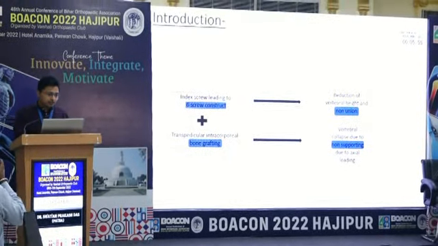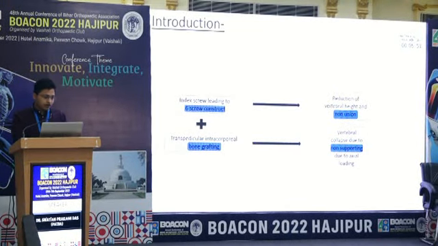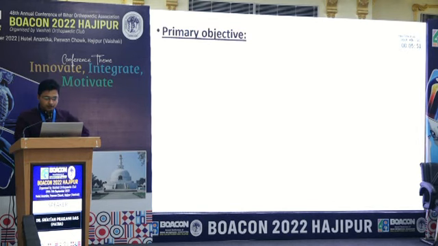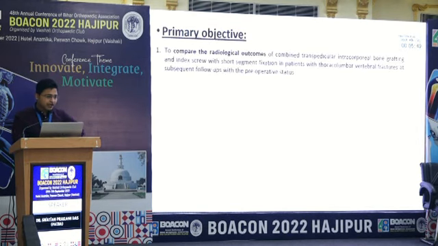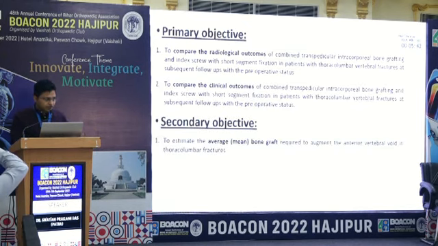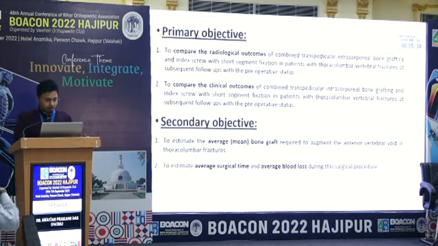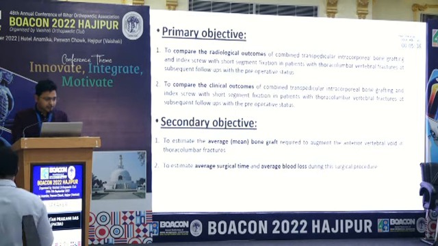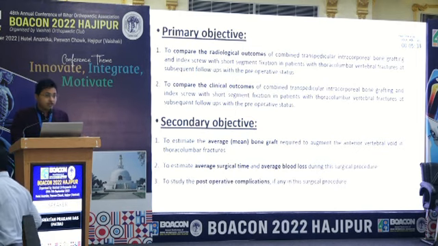With this thought in our mind, we went forward with this study. Our primary objective was to compare the radiological outcomes and the clinical outcomes, and the secondary objective was to calculate the average amount of bone graft used to augment the anterior vertebral void in thoracic fractures, to estimate the surgical time and the average blood loss, and to study the post-operative complications.